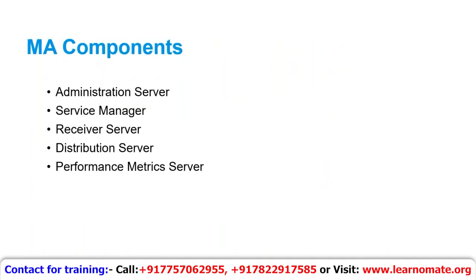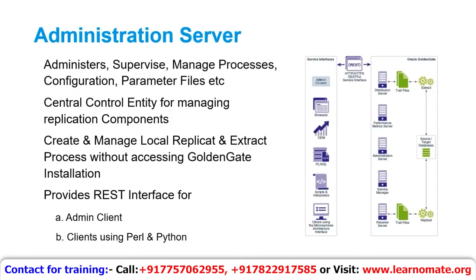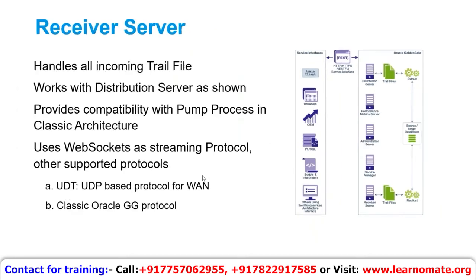So what are the components of microservices architecture? Administration server, service manager, receiver server, distribution server, performance metric server. These are the components of Oracle GoldenGate microservices architecture. So administration server administers, supervises, manages processes, configures parameter files, etc. It is the central control entity for managing replication components. Create and manage local replicate and extract processes without accessing the GoldenGate installation.